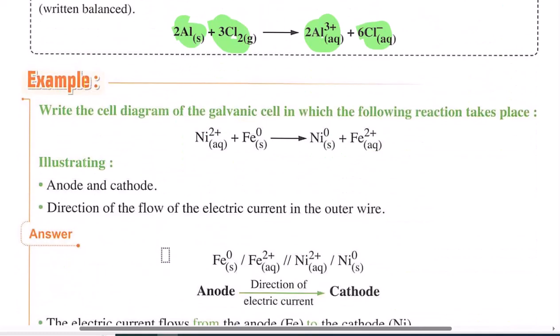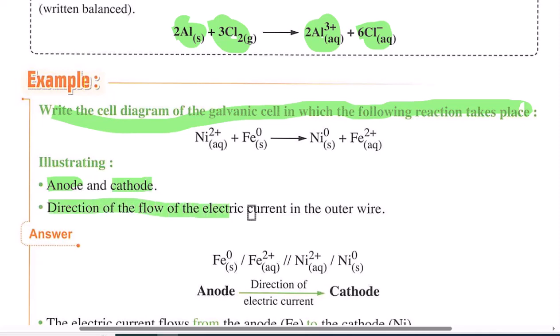So we have to look at some examples. Write the cell diagram of this galvanic cell in which the following reaction takes place. The question says to illustrate the anode and the cathode, and the direction of flow of electric current in the outer wire.